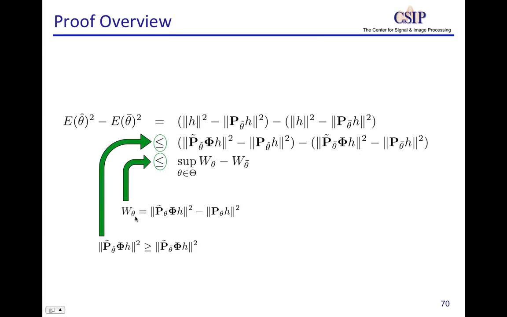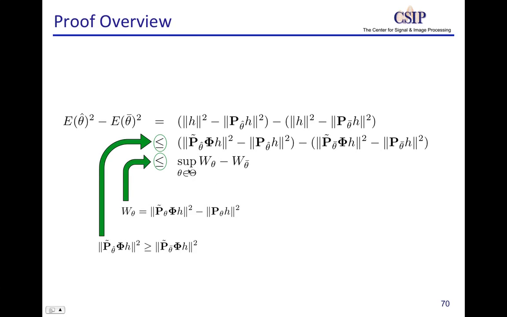So we're just defining w theta to be the difference between this compressive term and this classical term. And so we can set this up as a supremum over all of these, over all theta, with respect to some fixed theta. And of course that must be greater than this one, because this is one particular theta. So the supremum over all theta must be greater than some particular theta. So now it only remains to analyze this supremum of w theta.